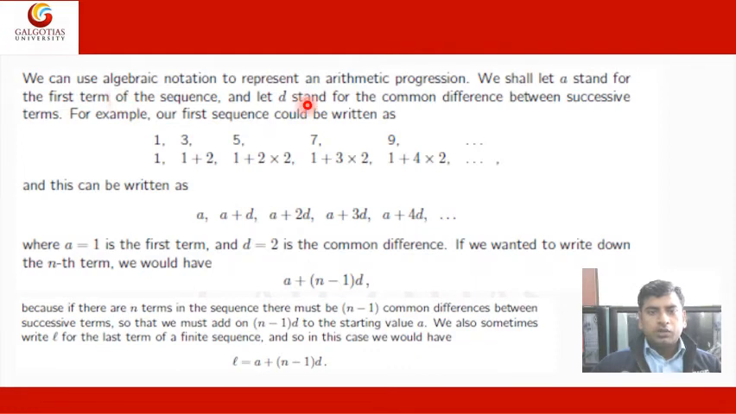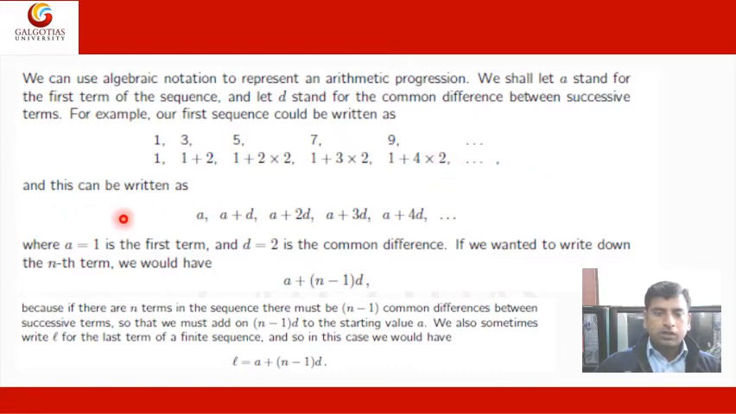We can use algebraic notation to represent an arithmetic progression. We shall let a stand for the first term of the sequence and let d stand for the common difference between successive terms. For example, our first sequence could be written as 1, 3, 5, 7, 9 and so on. So the first term will be written as 1, the second term 1 plus 2, the third term, that is 5, can be written as 1 plus 2 into 2, the fourth term 1 plus 3 into 2, and the next term 1 plus 4 into 2 and so on.